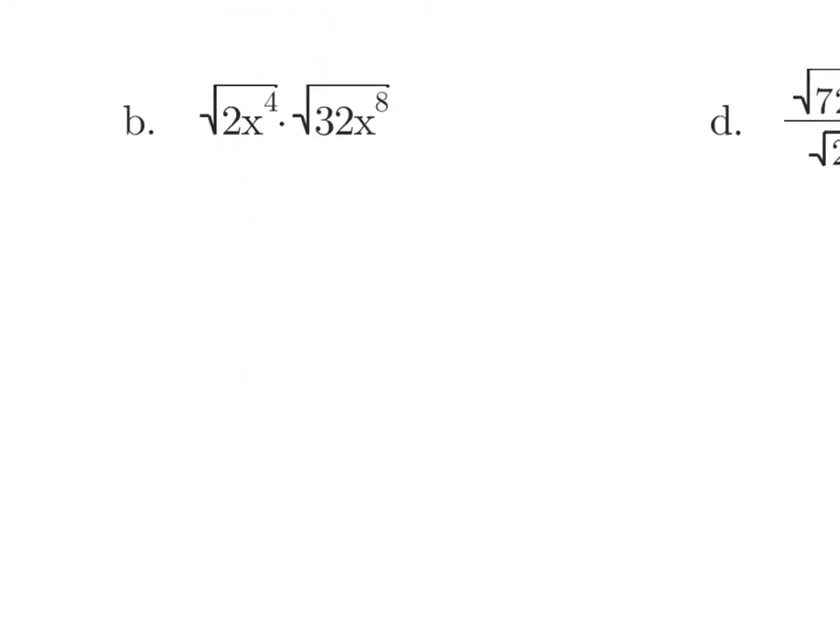For example B, we multiply our numbers. 2 times 32 is 64. We add our exponents and we get x to the 12th. If we take the square root, we get square root of 64 is 8. And the square root of x to the 12th, if we divide by 2, we get x to the 6th.